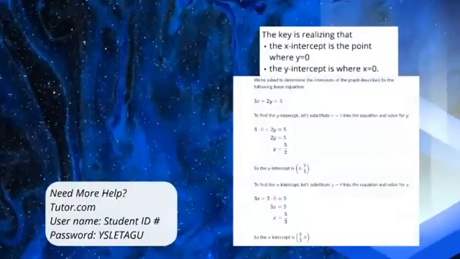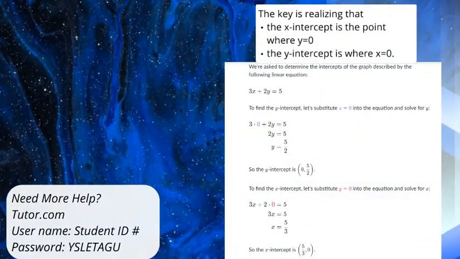And finally, in conclusion, we have a sample problem here for you to look at in case you need any more help. It's with the equations. You get your x and y intercepts.